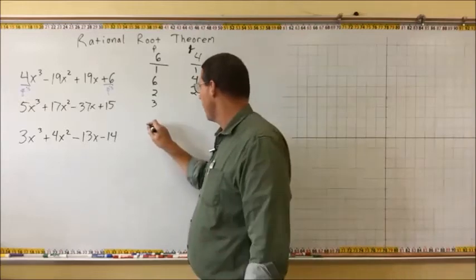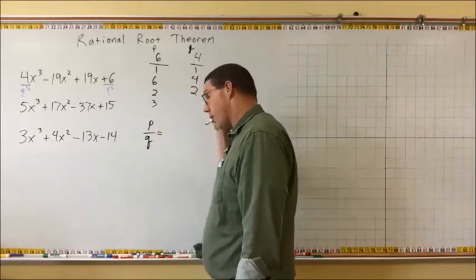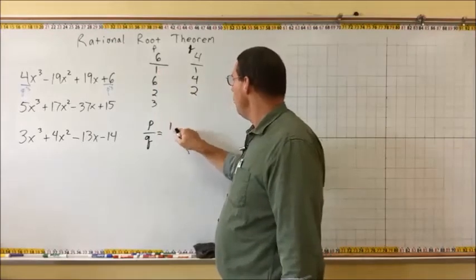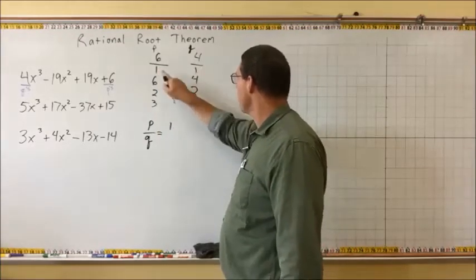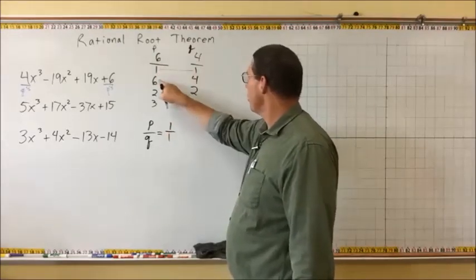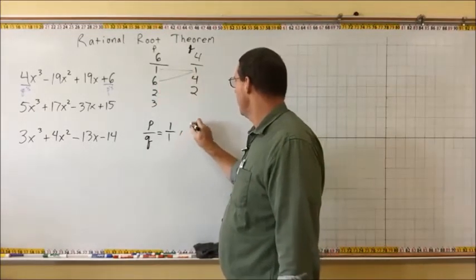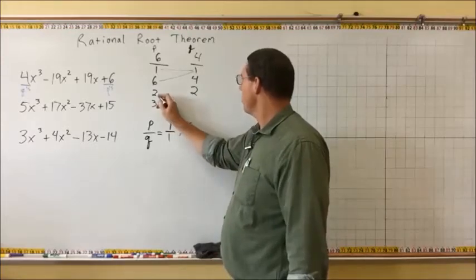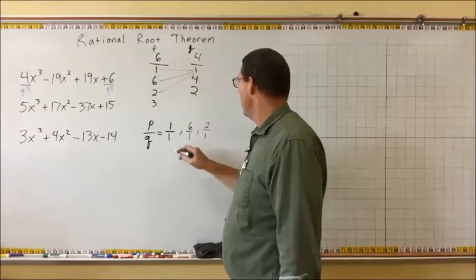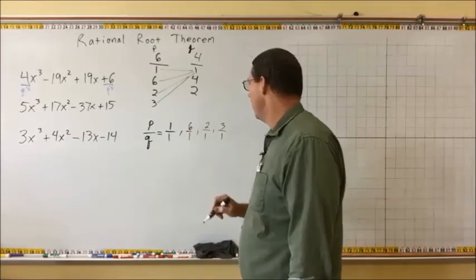Here's what I mean by that. So we're going to do p over q. What's the first p? That's a 1, over the first q, 1. So we're going to do 1 over 1. Then we're going to do the next p over the same q: 6 over 1. Then the next p, which is 2, 2 over 1. Then the next p, 3, 3 over 1.